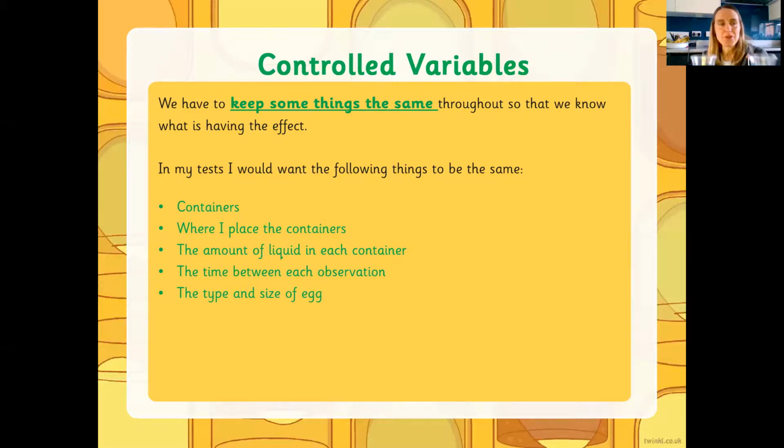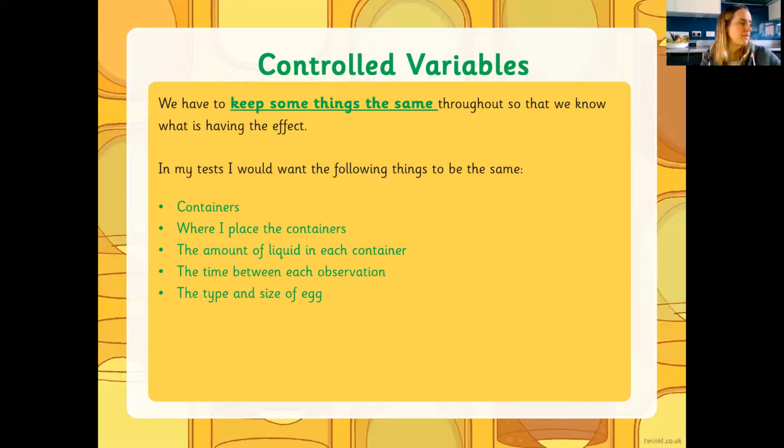We also need to keep the same amount of liquid in each cup. It wouldn't be a very fair test if I put a tiny bit of milk in that cup and then lots of Coke in the other cup, okay? We need to keep that the same. We also need to make sure we look at the eggs for the same length of time. It wouldn't be very fair if I looked at the cup with Coke in after 1 day and said, oh, not much damage, and then looked at the cup with vinegar in after a week. You have to say, in a week, we'll look at all of the cups at the same time.